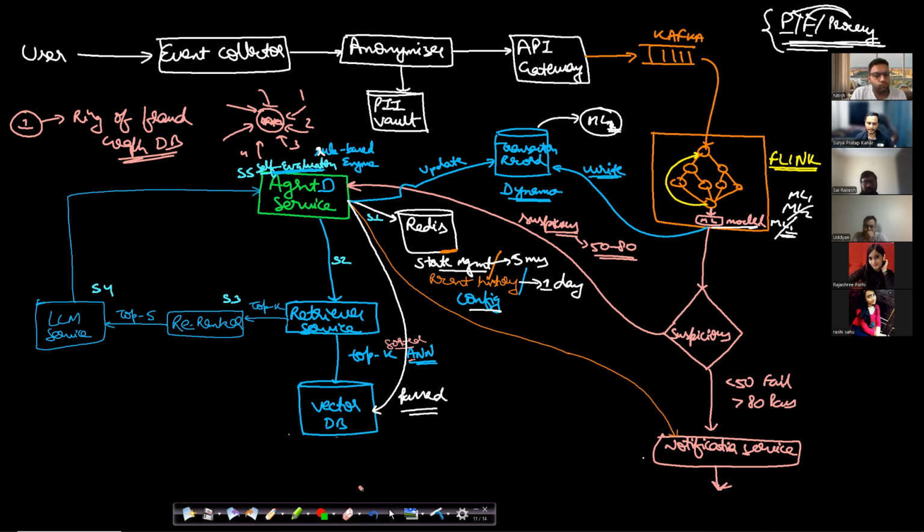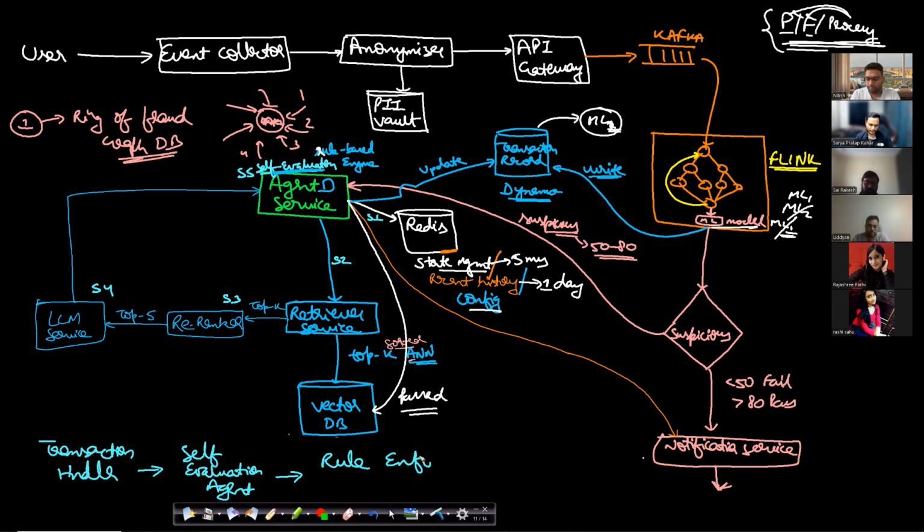When the request comes to the agent service, the first agent can be a transaction handler because anyway, you are going to handle the transactions. Transaction handler is required. Okay. Second thing can be, you can say self-evaluation agent. Third thing can be a rule enforcement agent. Then you can have a reporting agent.